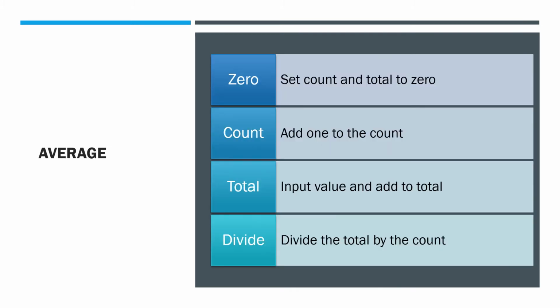To calculate an average, we'd set count and total to 0 before the loop begins. Every time that the loop repeats, we add 1 to the counter and we input a value and add that to the total. So those two commands occur inside the loop. At the end of the program, after the loop is completed, we would divide the total by the count to give the average and output that result.